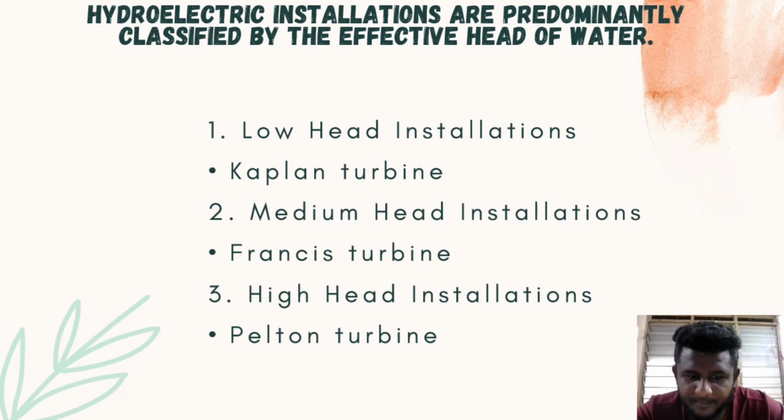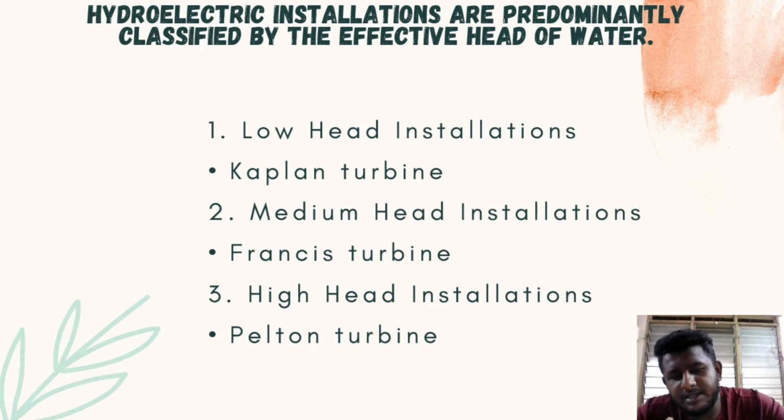The first installation example is the Kaplan turbine, a type of propeller turbine that is commonly used in low head installation due to its high efficiency and versatility. A suitable turbine runner for this type of installation will be a Kaplan runner. So next is medium head installation.